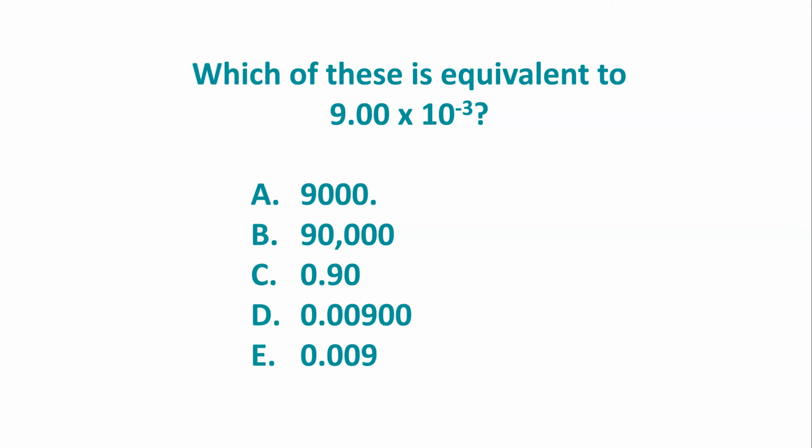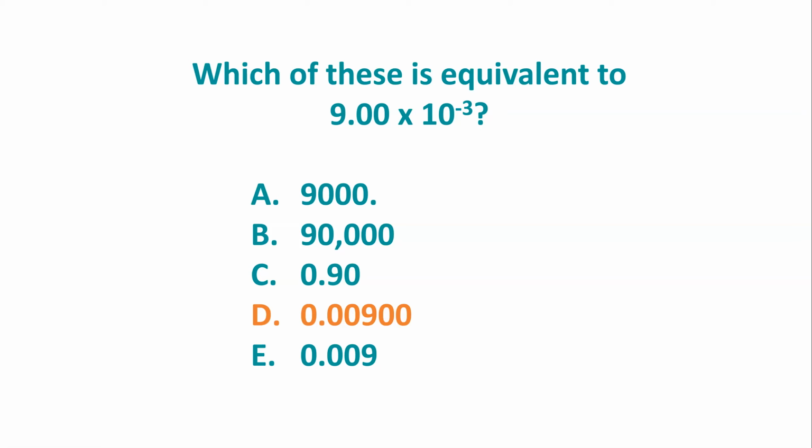So, which of these, of our 5 choices, is equivalent to 9.00 times 10 to the minus 3? In this case, there is only one answer. And the answer is D in this case. Right? So you had to be able to understand what scientific notation is representing, as well as understand how significant figures are shown in scientific notation.